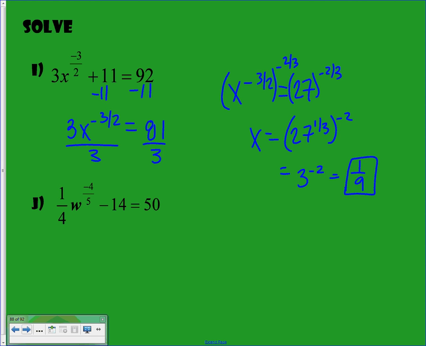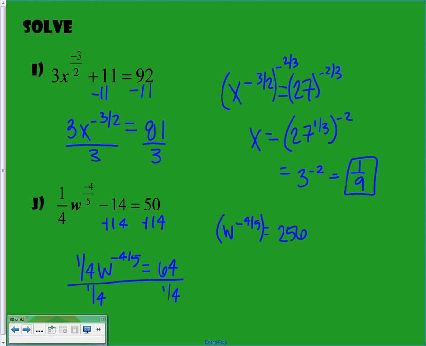Okay, letter J, I'm going to add 14 first. So I'm going to get 1/4 w to the negative 4/5 equals 64. Divide by 1/4. Careful here. When I divide by 1/4, I get w to the negative 4/5 to equal 256, because that's really like multiplying by 4. Okay. And then raise it to the reciprocal. So raise each side to the negative 5/4.